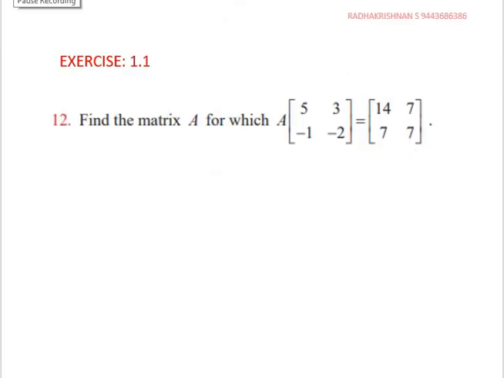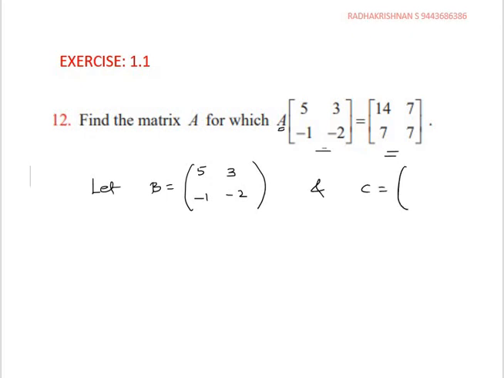Next is sum. Okay. See the next sum. 12th sum. Find the matrix A for which A into the matrix 5, 3, minus 1, minus 2 equals the matrix 14, 7, 7, 7. Understood? Therefore, here we have to find this matrix A. See, first these two matrices I am going to assume as some names. Suppose I assume B equal to 5, 3, minus 1, minus 2. And the other matrix I am going to assume as C, 14, 7, 7, 7.